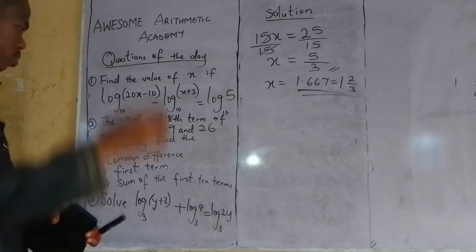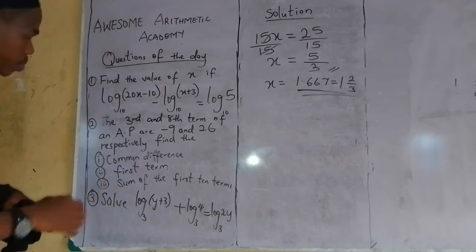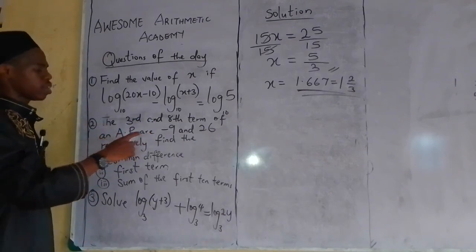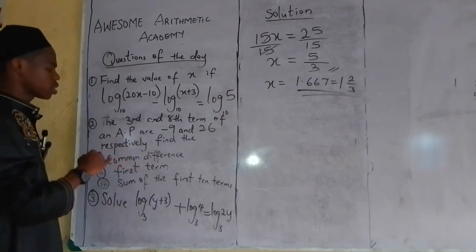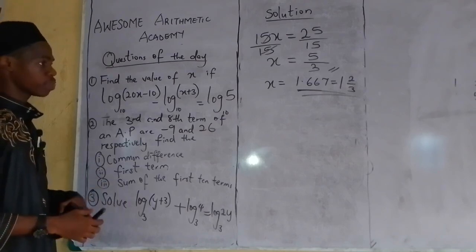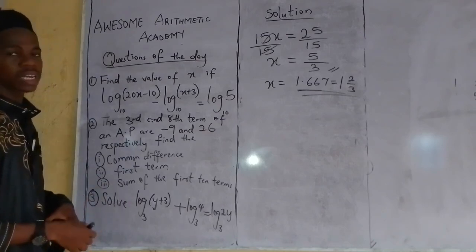Second question. The third and eighth term of an AP are minus 9 and 26 respectively. Find the common difference, the first term and the sum of the first 10 terms.